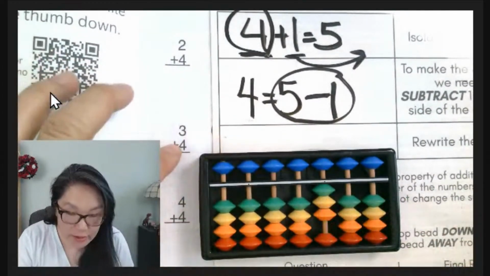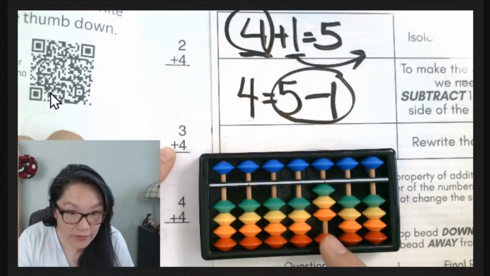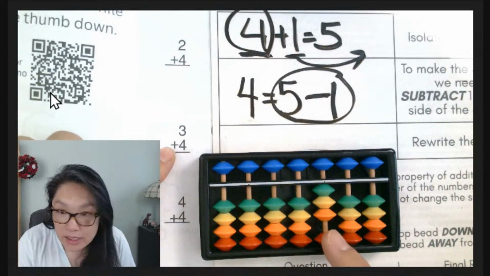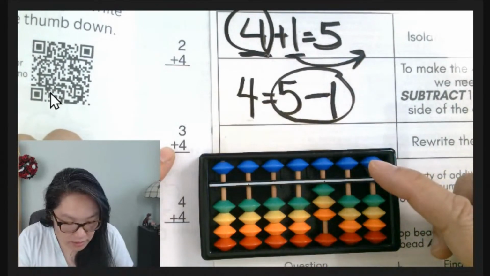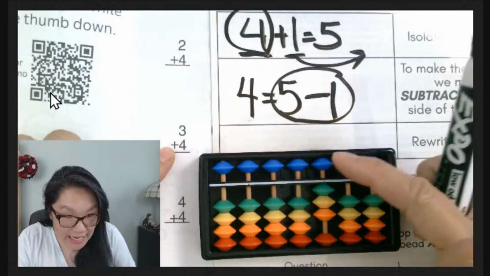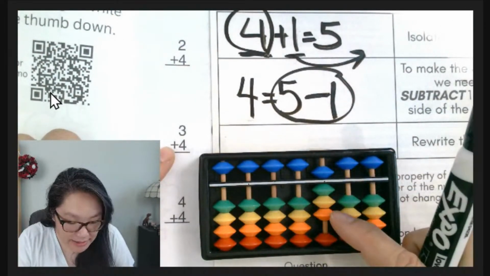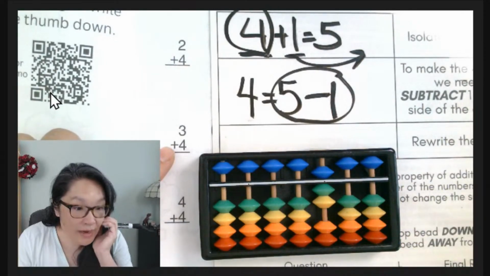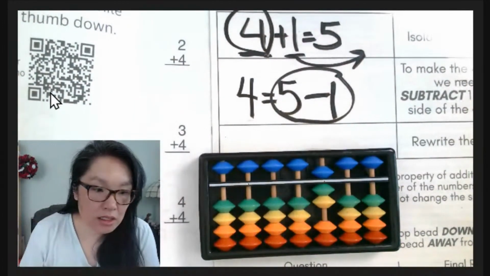So I have 3. Now I want to add 4. I don't have enough beads to add the 4. What do I do? I can add the 5, right? Because there's not enough beads to add the 4. I can add the 5, but adding 5 is too much. I need to take away the 1. So my answer is 7. Did that make sense?